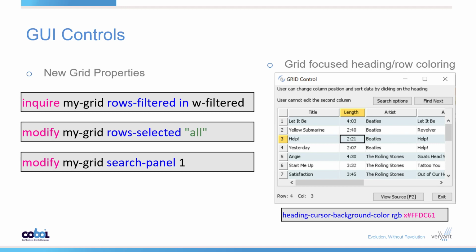You can now select all the rows in the grid programmatically, and you can force the search panel to be visible all the time, rather than just when the user activates it. You can change the color of the row and column headings that has the current focus. This helps the user orient themselves in the grid.